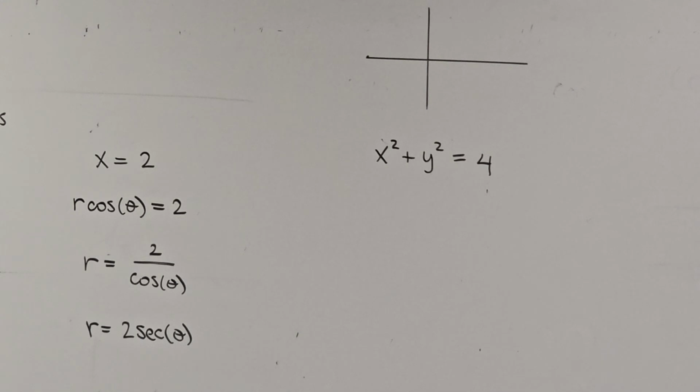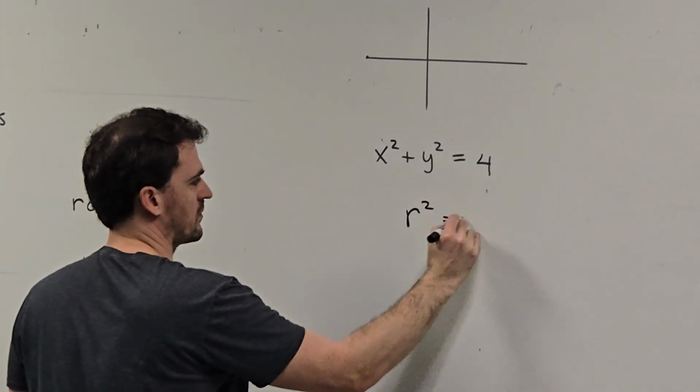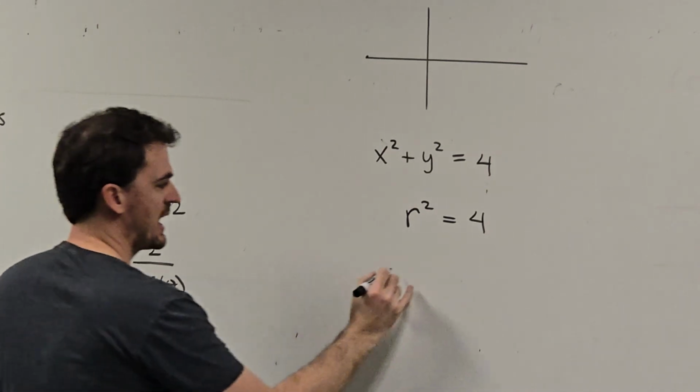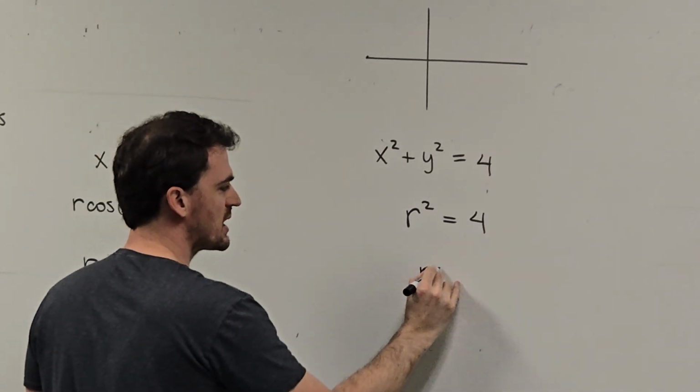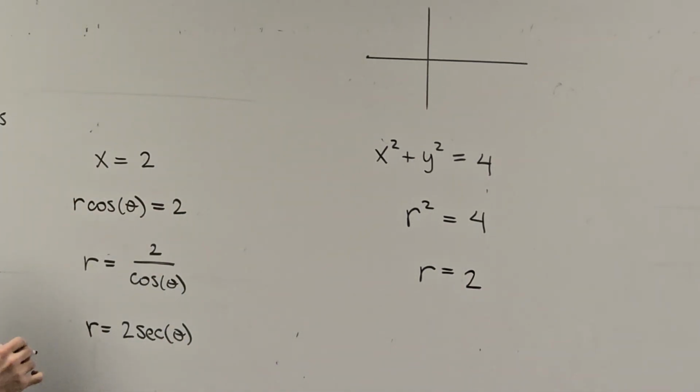x squared plus y squared, I can just make a substitution that is r squared. Equals what, 2 squared? Okay, yeah. And if I take the square root of both sides to solve for r, then you get just r equals 2. And there you go.